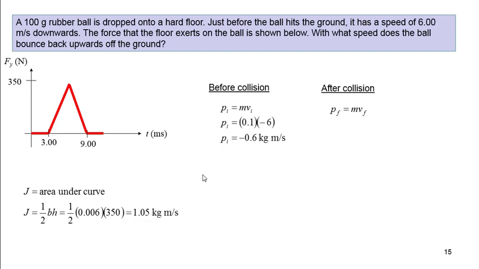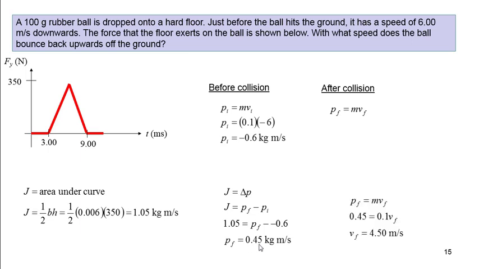Now that I know my impulse and my initial momentum, I can figure out my final momentum. So I'm going to say my impulse is equal to delta P, where delta P can be written as P final minus P initial, and P initial is negative 0.6. That lets me solve for P final. Once I know what P final is, I can come back over here to figure out what V final is based on my mass.